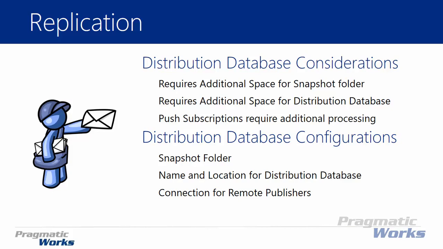I've seen distribution databases, dependent upon how much work there is, 30, 40, 50 gig in size, even larger than that. It's all dependent upon how many transactions, how many publications and subscribers you have within your environment. Your push subscriptions will require additional processing on the server. So if you're pushing from your production environment where your publication database resides, there will be some overhead on your server. There's some configurations we need to keep in mind when looking at the distribution database.